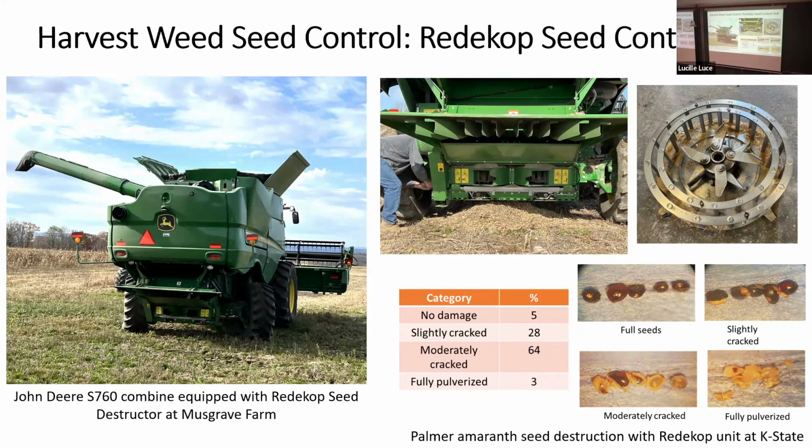I have worked with this unit at Kansas State, and we have looked at palmer amaranth seed destructions. We have found more than 90% of seed destruction with this tool if we use this with the combine. And this is the new combine we have bought at Musgrave Research Farm. And this is the unit, Ready Crop Seed Control Unit on the back of the combine, which pulverizes or destroys the crop residue as well as the weed seeds. And this is one of that impact mill. There are 2 impact mills kind of crushing those seeds.